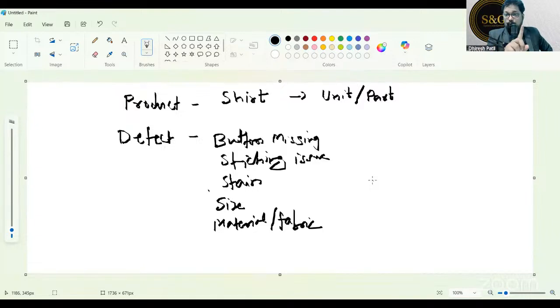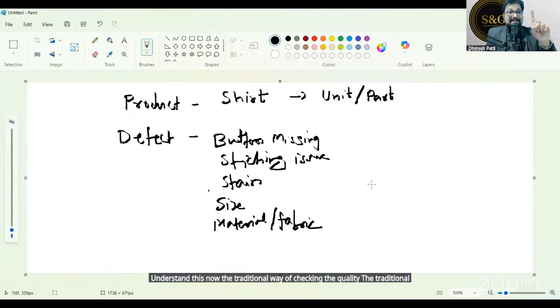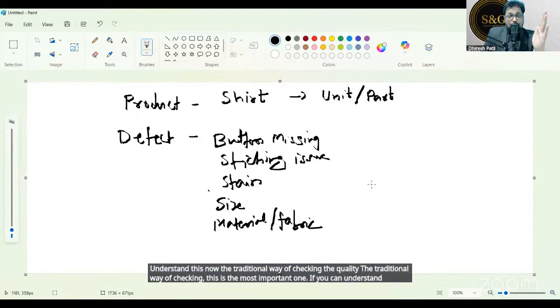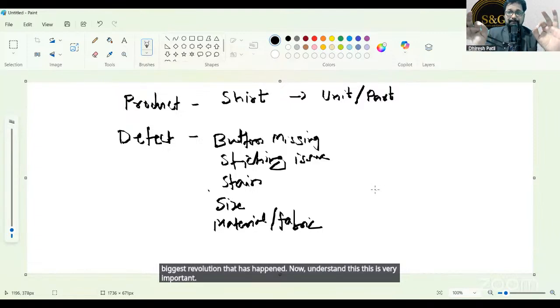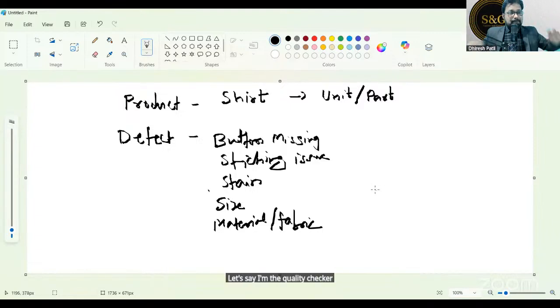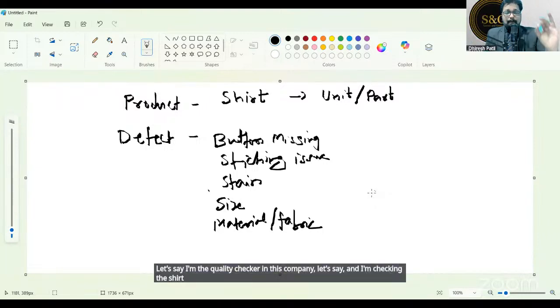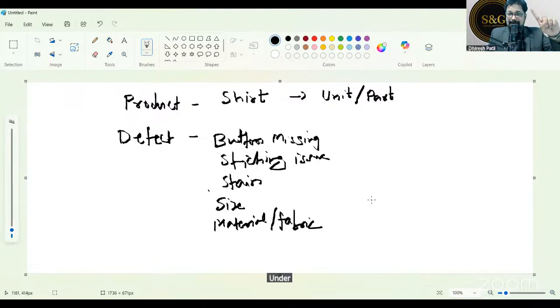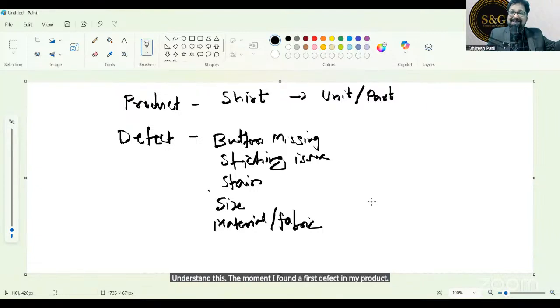Now, the traditional way of checking the quality, this is the most important point. If you can understand this point, post Six Sigma's arrival in the 1980s and 1990s, this is the biggest revolution which has happened. Now understand this. This is very important. Let's say I'm the quality checker in this company, and I'm checking the shirt. The moment I find the button missing, I will reject the shirt. The moment I find the first defect in my product, I will reject the entire shirt. Yes or no? I will not let it pass my quality check.